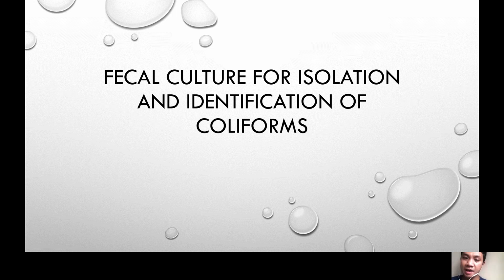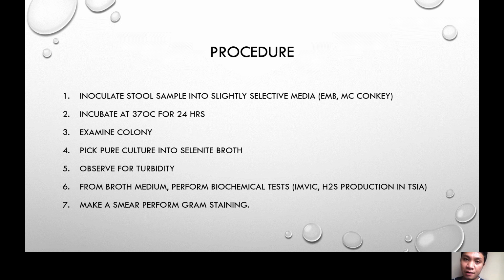Okay, so we have here the lab activity for the fecal culture for isolation and identification of your coliforms. This lab activity would allow you to culture your fecal sample, or it could also be coming from your rectal swab, for identification of your coliforms, or even for some bacteria which try to cause your gastroenteritis. But this one is for the coliforms.